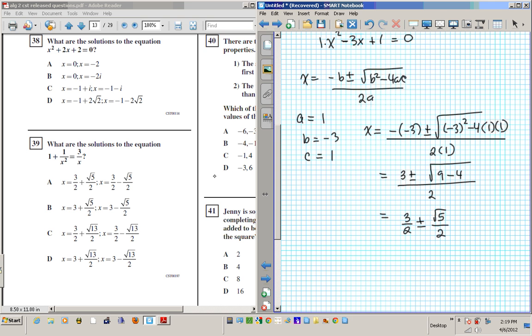Oh yeah, we do. The answer for number 39 is A, because if we split it apart, x is going to be 3 over 2 minus root 5 over 2, and on the plus side, 3 over 2 plus root 5 over 2. So that's basically the answer. The answer for number 39 is A. Remember, we had to transform this into a quadratic equation by multiplying by the LCD of the denominators to get it solvable by the quadratic formula. So let's go ahead and do number 40.